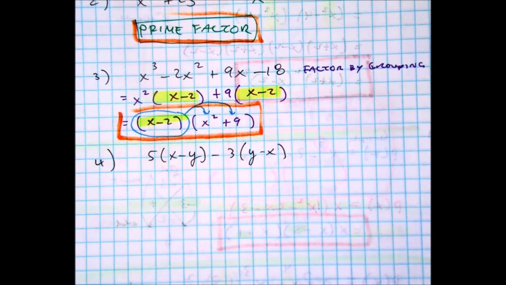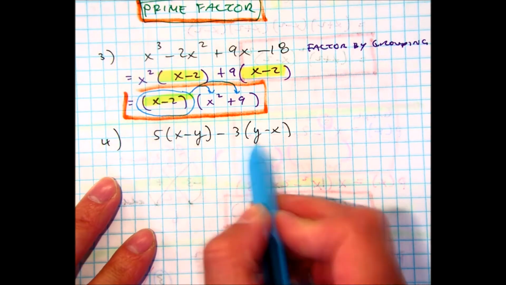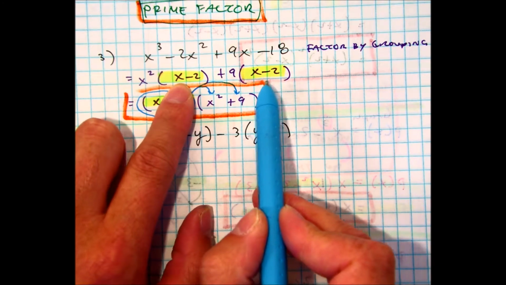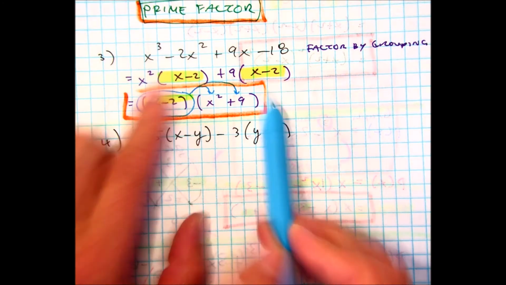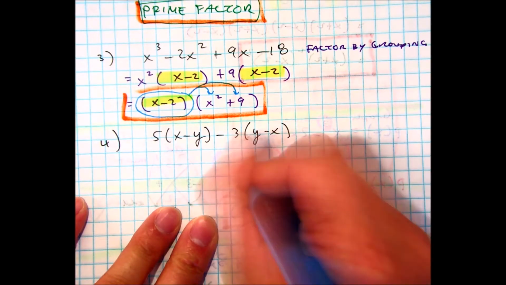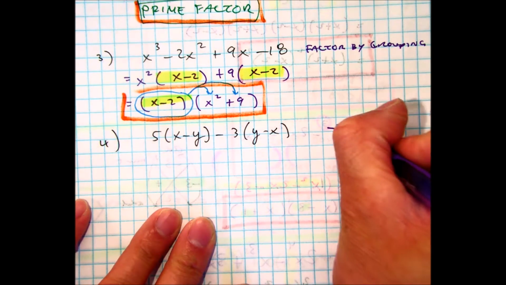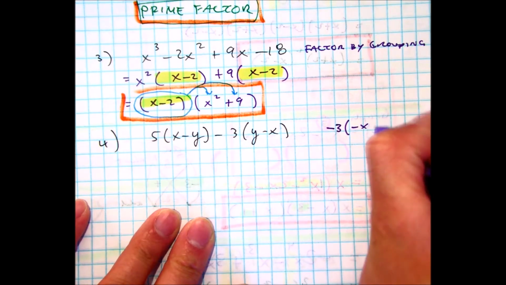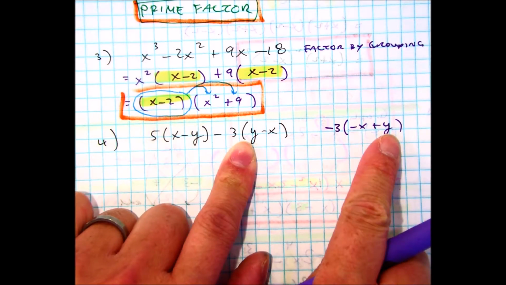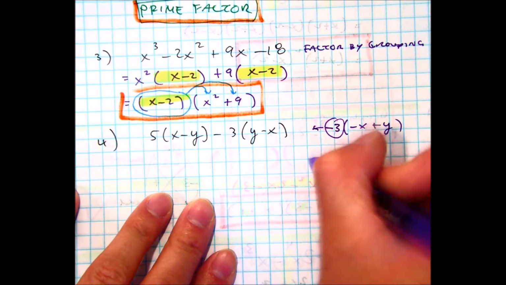All right, last example here. 5 minus xy minus 3 times y minus x. In the previous problem, I recognized they both have an x minus 2 as my greatest common factor. Down here, they're not exactly the same. Let's just say you switch this. Let's just say you have something like negative 3 times negative x plus y. That's okay to do, right? Because the math operations are still the same. You see that? This negative 3 I'm going to pull out here.